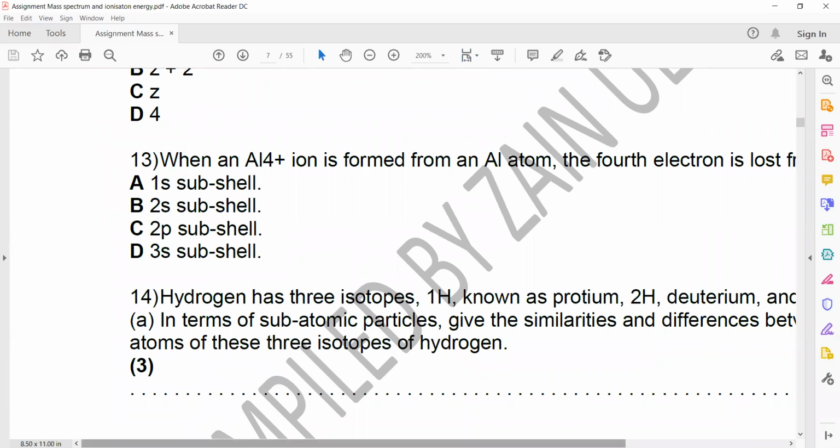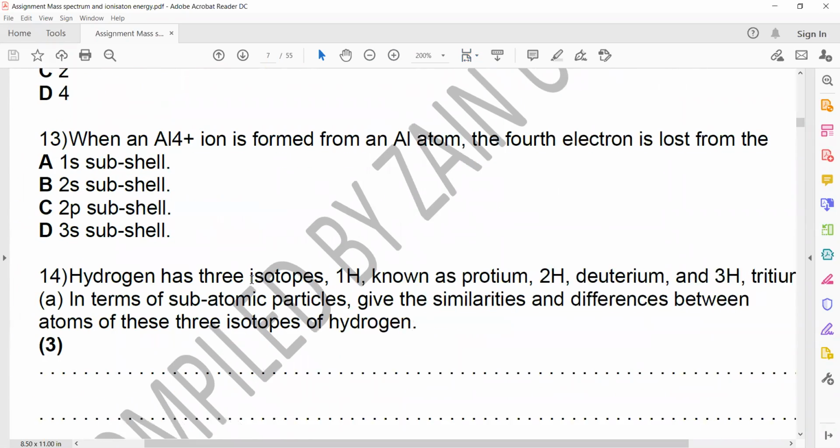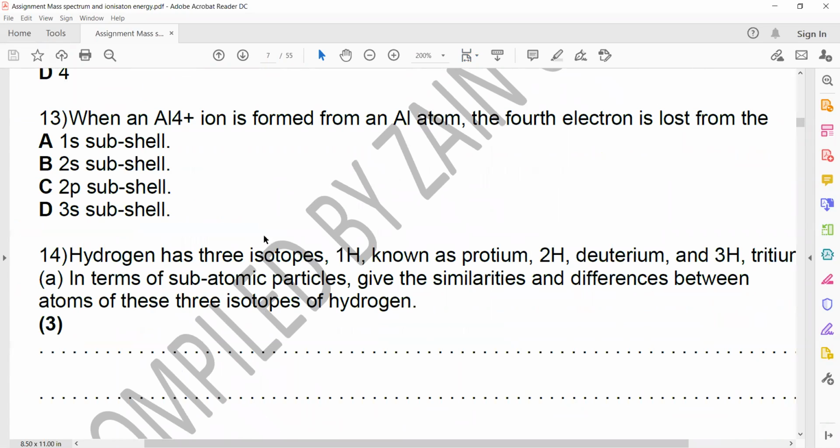Question number 13: when an aluminium 4+ ion is formed from an atom, the fourth electron is lost from which subshell? It's better to write the electronic configuration. Aluminium has atomic number 13. What is the electronic configuration of aluminium? It is 1s2, 2s2, 2p6, 3s2, 3p1. When we remove electrons, removal is always from the outermost.